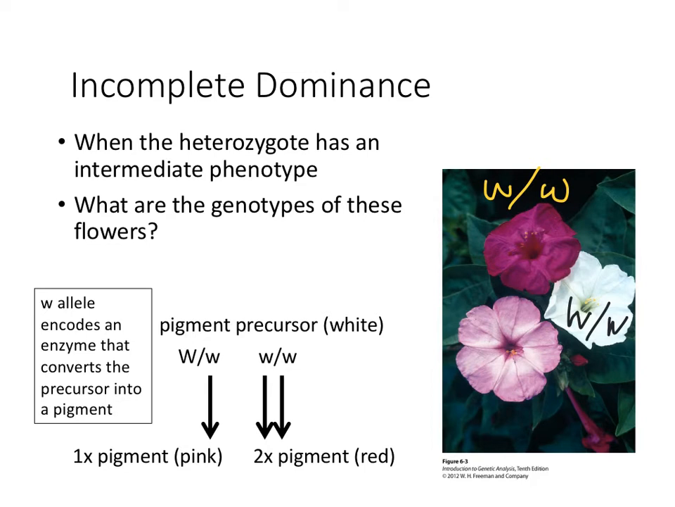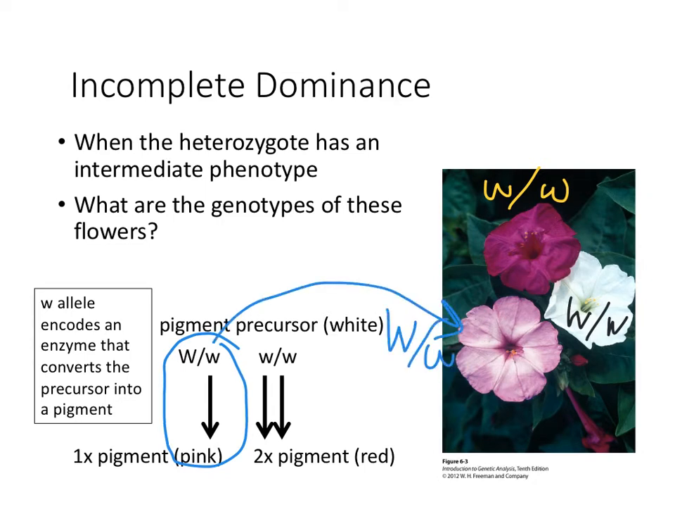What's its genotype? Capital W over lowercase w, which produces some red pigment, but not as much as the parent. So that's one way that incomplete dominance can occur: if you can actually tell the difference phenotypically between individuals that are homozygous and individuals that are heterozygous.